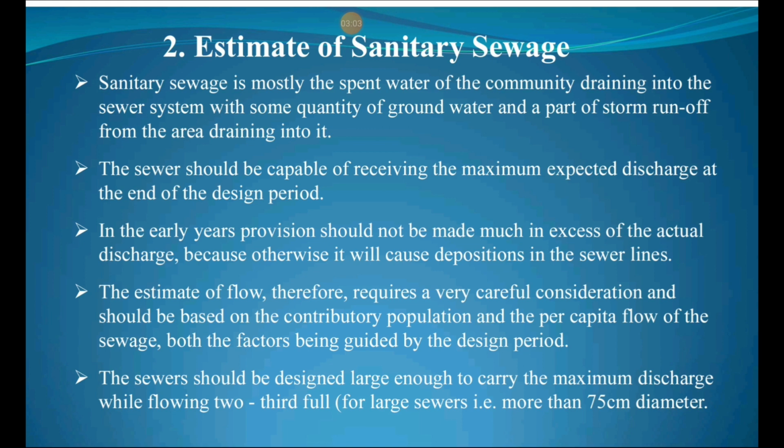The estimate of the flow for a sewer therefore requires very careful consideration and should be based on the contributory population and the per capita flow of the sewage, both factors being guided by the design period. So the design period of the sewers is also important. The sewer should be designed large enough to carry the maximum discharge while flowing 2/3 full, for large sewers, for example, where the diameter is more than 750 mm or 75 cm.